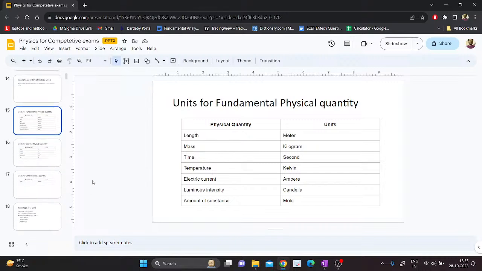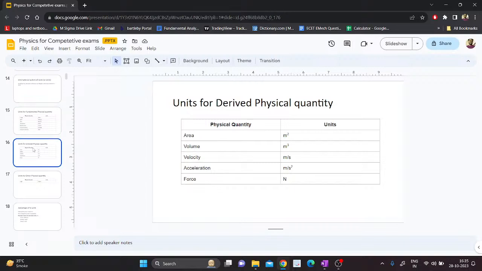Fine. In SI units, you can see the units for various physical quantities here. For length, it is meter. For mass, it is kilogram. For time, it is second. For temperature, it is Kelvin. For electric current, it is ampere. For luminous intensity, it is candela. For amount of substance, it is mole. And similarly for derived physical quantities, you can understand from the actual formula for them.